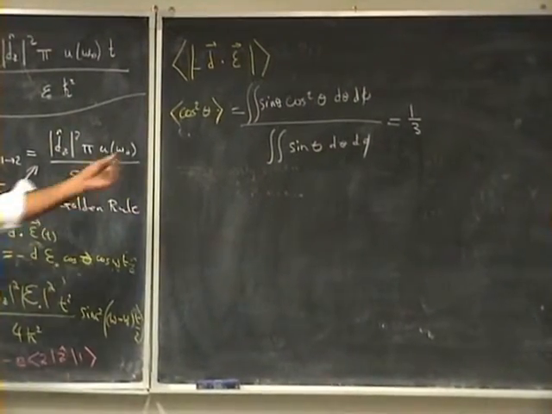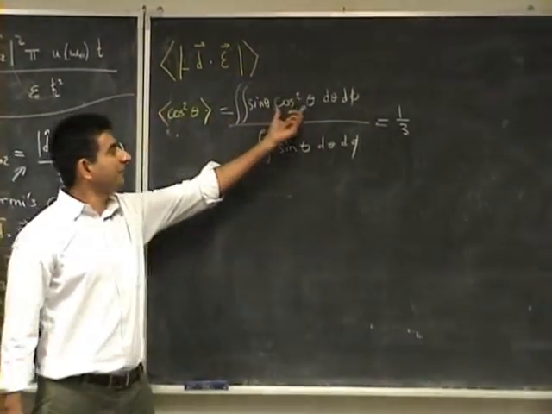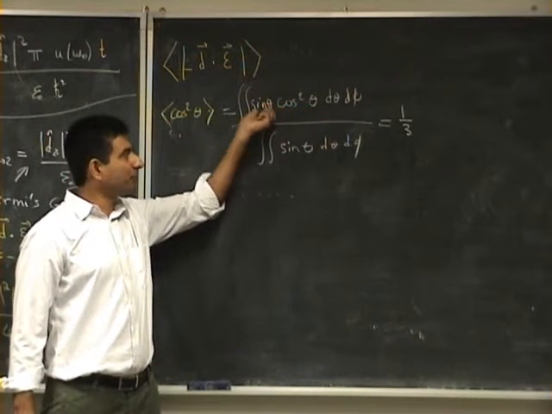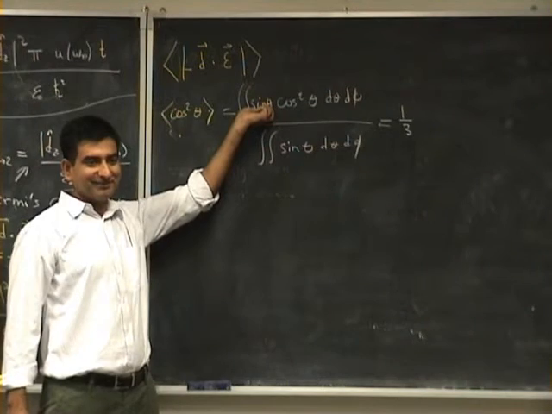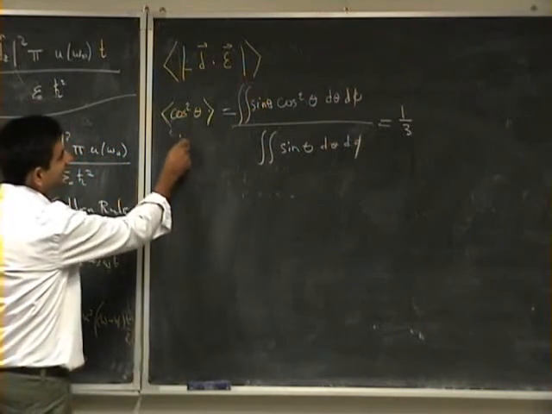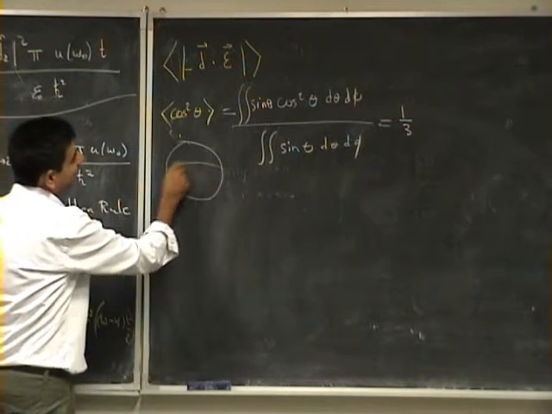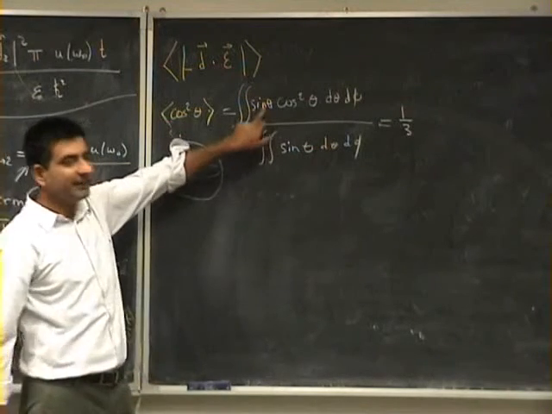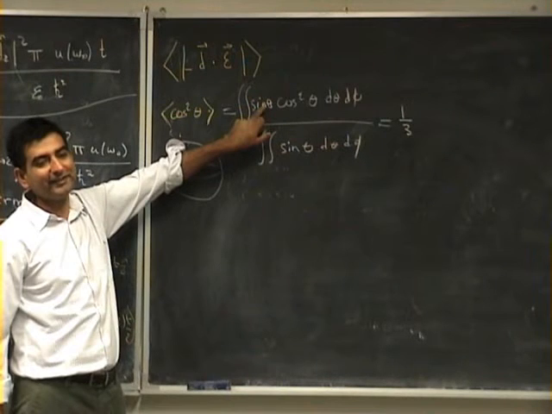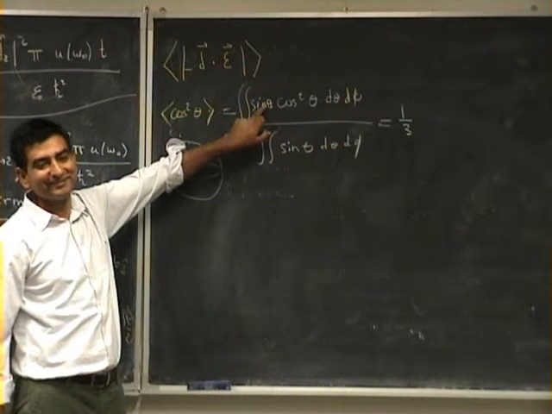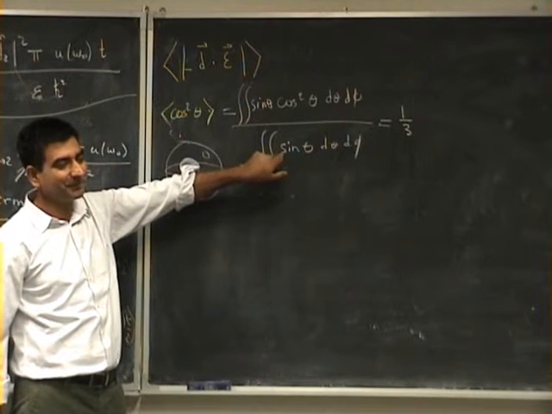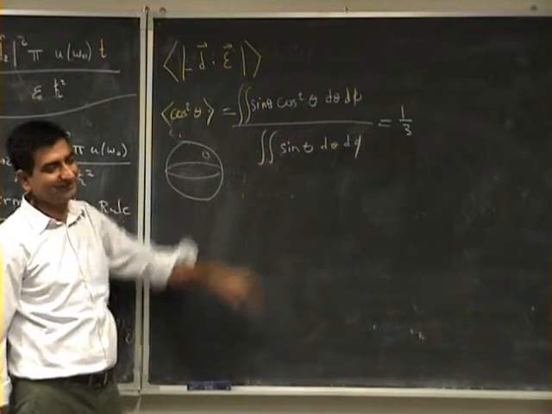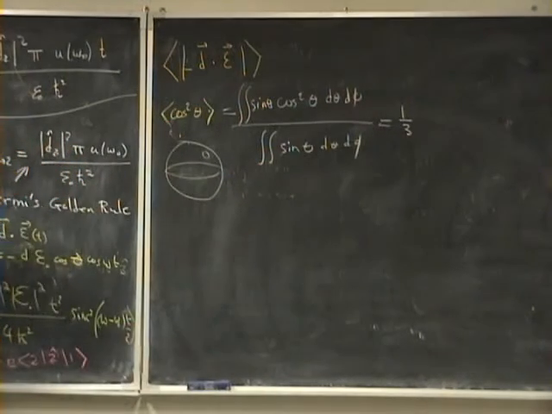To find the average of any quantity, you have to take the integral with the probability density function over a sphere. There is the area element on the sphere, that is sin theta d theta d phi, okay? And then you normalize it by dividing by the total area. So I am integrating the function over the area.